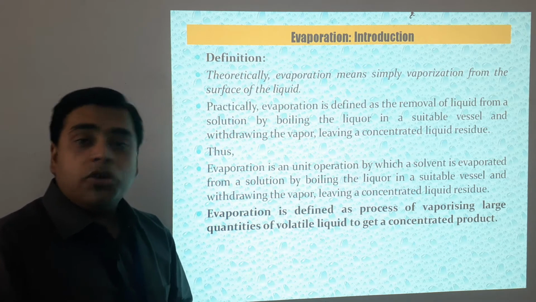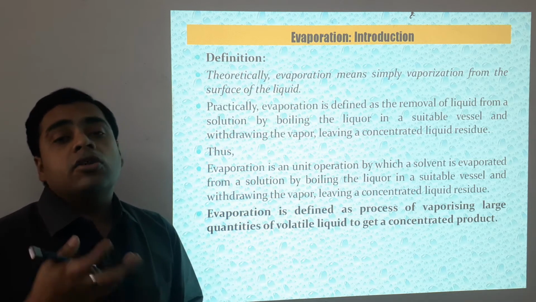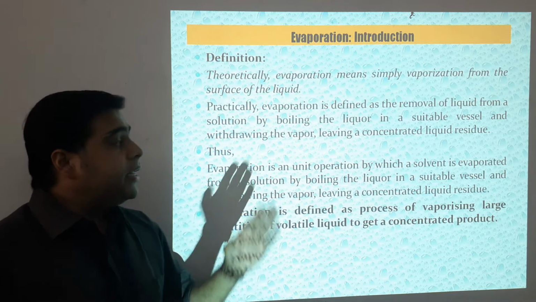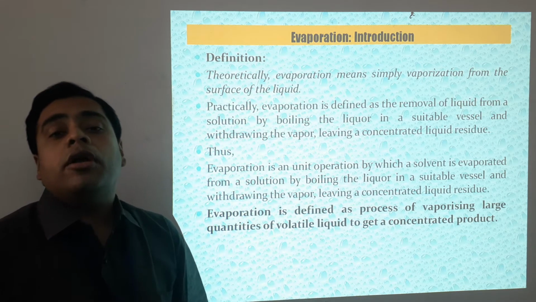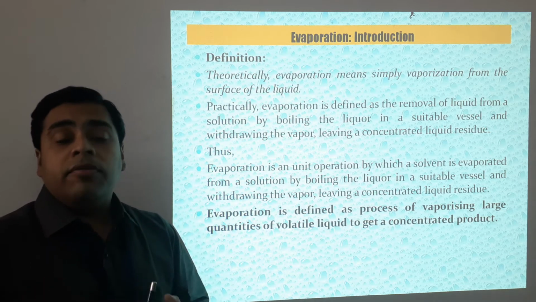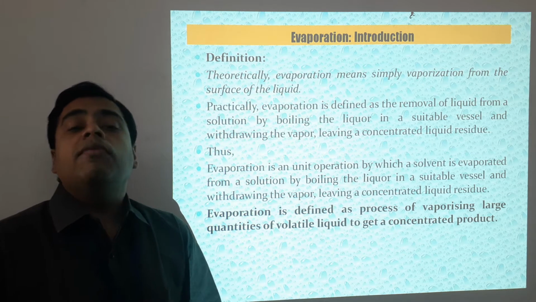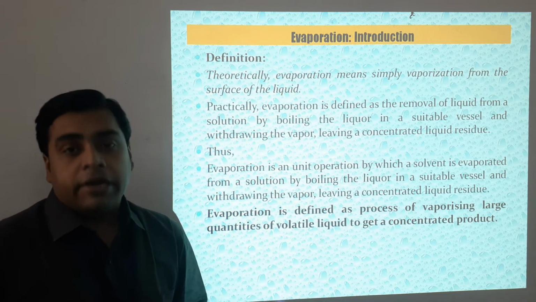But in the drying process also we have to vaporize the liquid, and we have to make sure the solid or the slurry or the sample does not contain any moisture. But here our raw material or starting product is a liquid containing a huge amount of liquid in it. So we have to evaporate it, and then we get a concentrated product.